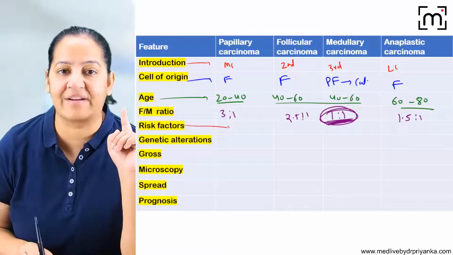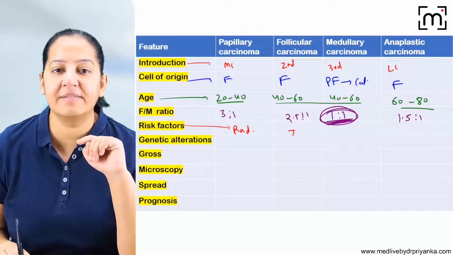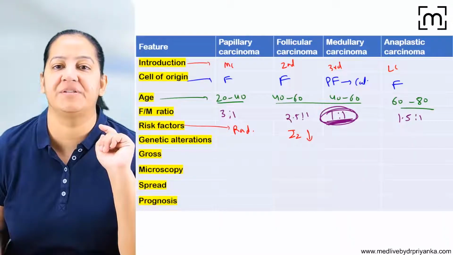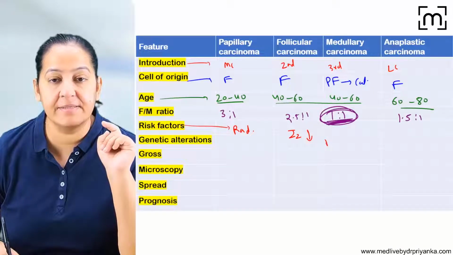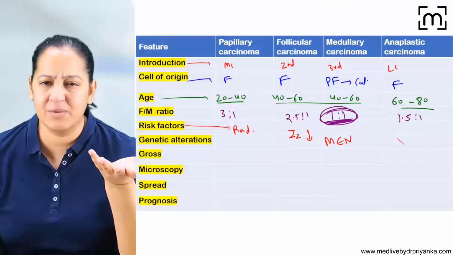Coming to the risk factor. Here only one risk factor, radiation exposure, in papillary. In follicular, it's iodine deficiency. In medullary, the risk factor is MEN syndrome, MEN 2A and MEN 2B. And in anaplastic, there is no risk factor.